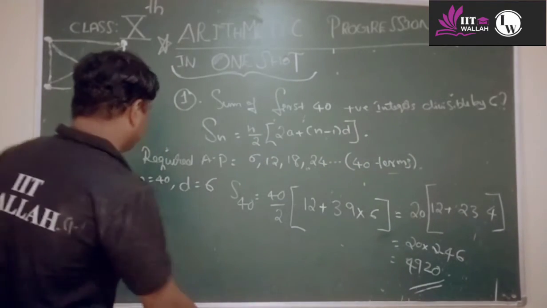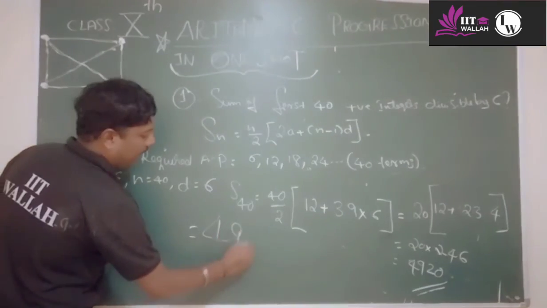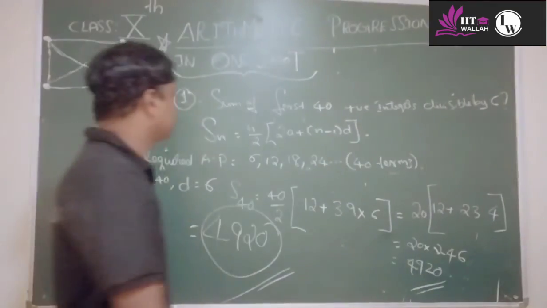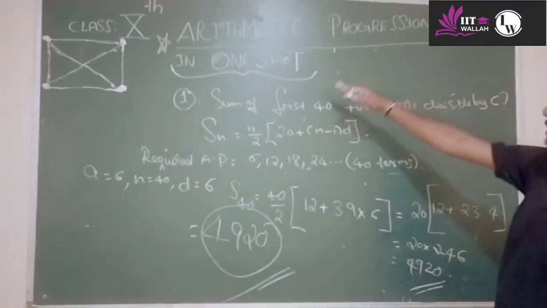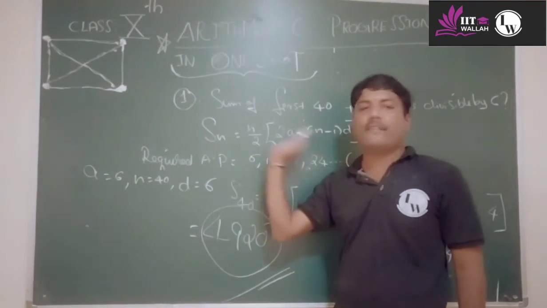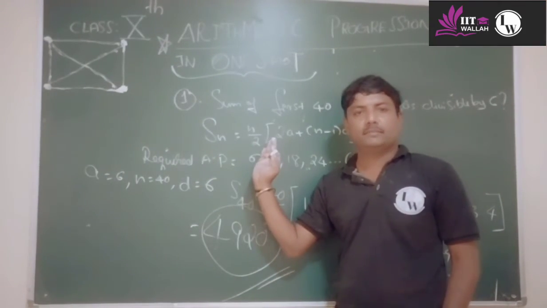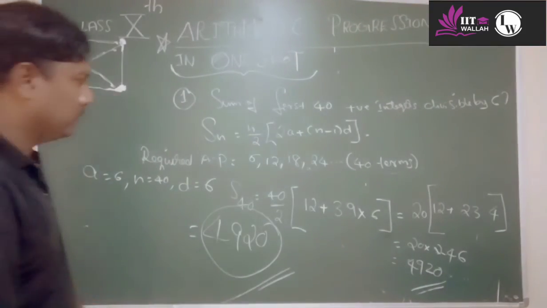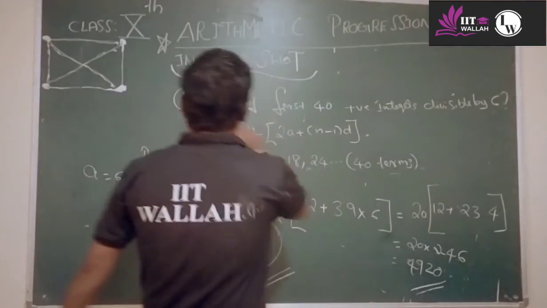4920 is our answer. So our answer is 4920. Okay, got it? Just observe each step. Any doubt? I hope you don't have any doubt here. You understood clearly. Okay? Very good.